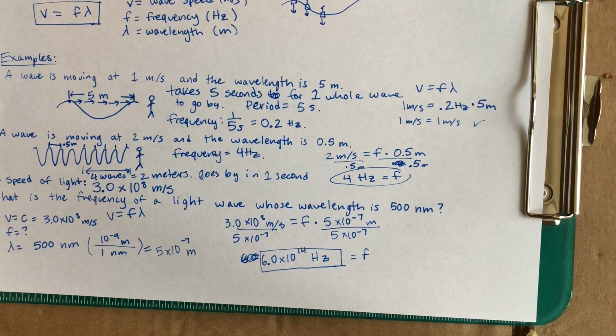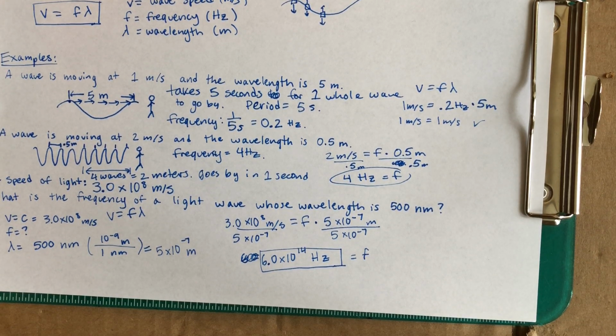So the light waves are both really small and moving super fast, which means that the number of light waves that go by in a second is a really huge number of light waves.